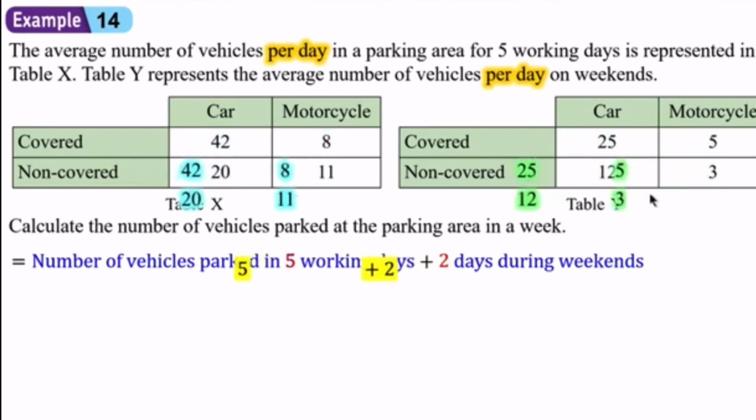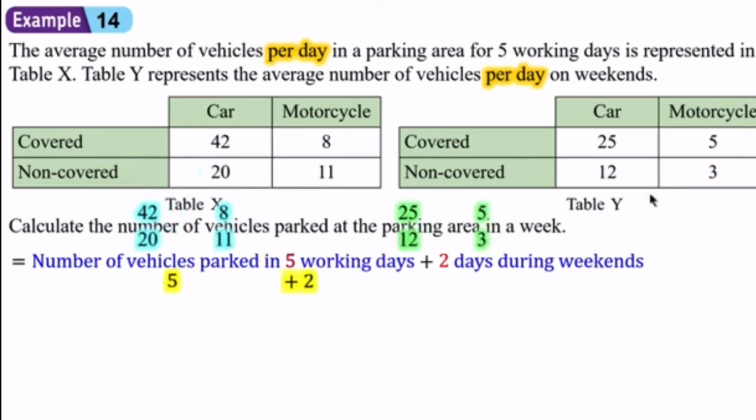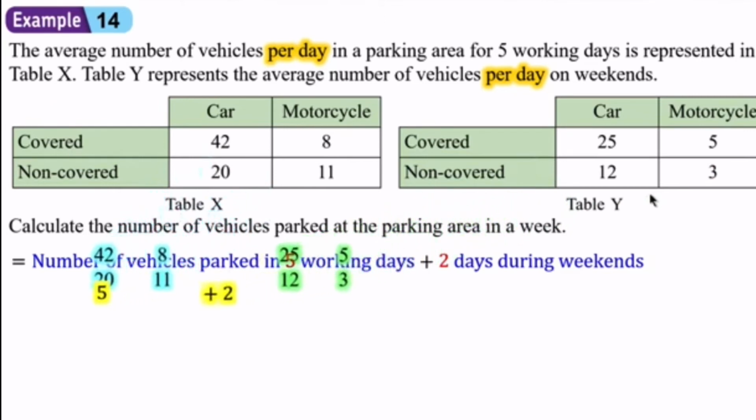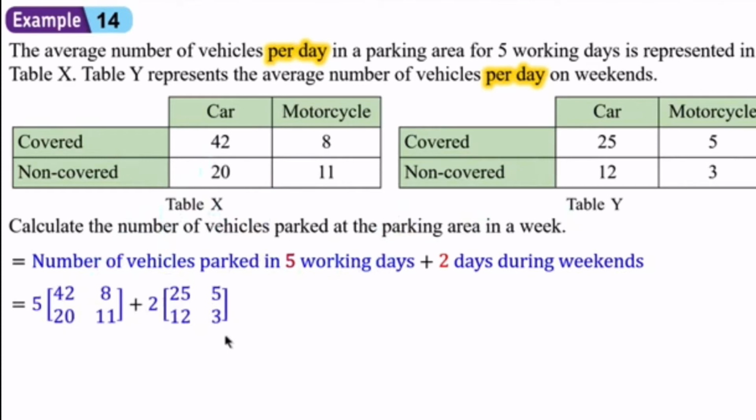So let's write down carefully. We're going to take 5 times 42, 8, 20 and 11, right? And plus 2 times the matrix 25, 5, 12 and 3. Alright, so now we have to multiply carefully one by one, and then add. It's 5 times 42 plus 2 times 25, and then for the next one, 5 times 8 plus 2 times 5, followed by 5 times 20.